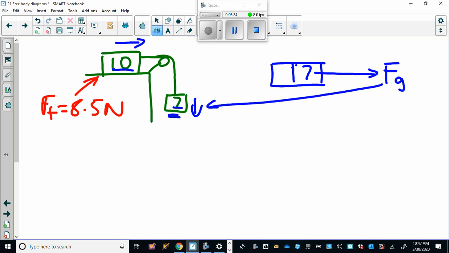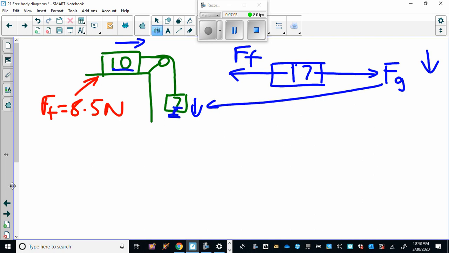And what force is pulling it this way? The force of friction. So there's our free-body diagram for a Fletcher's trolley. You've got the force of gravity pulling it this way. Of course, we know that the force of gravity is actually pulling the weight down, but in this case, it's causing the 10 kilogram mass to move to the right. So that's why we can draw the free-body diagram that way.